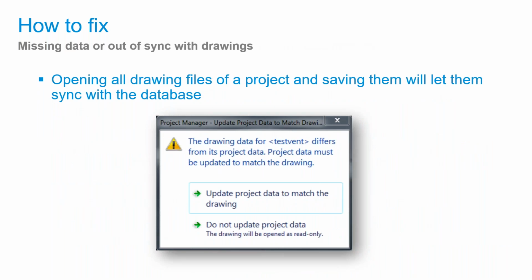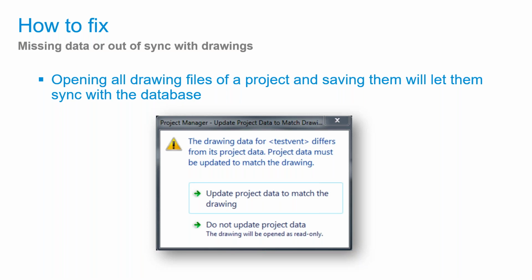And a lot of times, if you open a project drawing, you'll get a message like this if you've copied it in from another project. It's saying it's not in sync. For example, if you take a drawing from another project and overwrite one that's in your current project, it pops up and says, hey, this drawing doesn't match the current database data. What do you want to do?